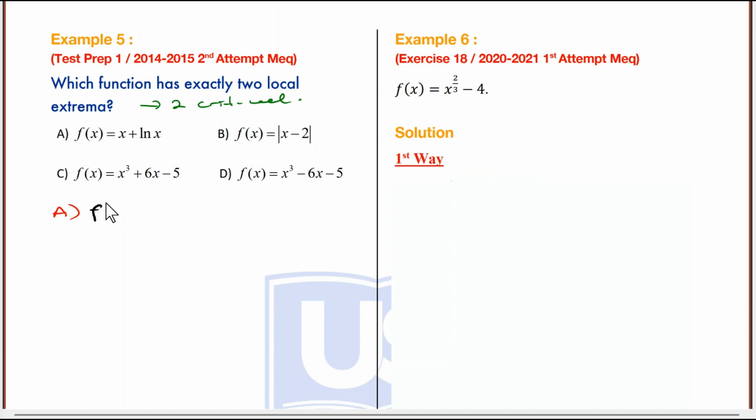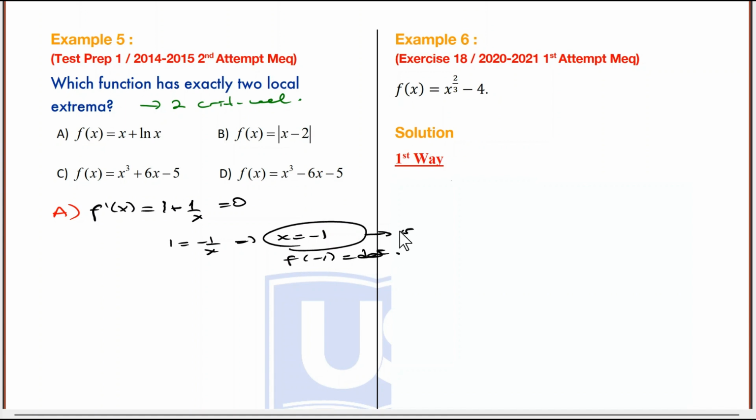Find the derivative. F prime of x equals the derivative of x, which is 1, plus the derivative of ln x, which is 1 over x. Let's equalize the derivative to 0. So 1 equals minus 1 over x, then x is minus 1. Is f of minus 1 defined? Yes, defined. So this is your critical value then.